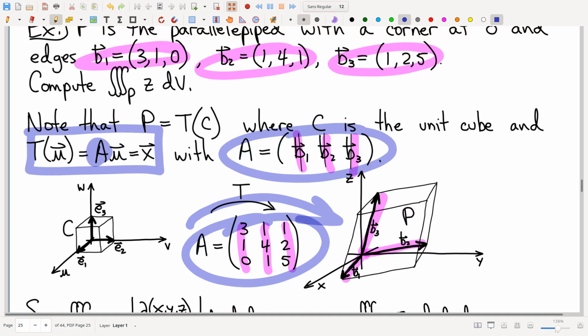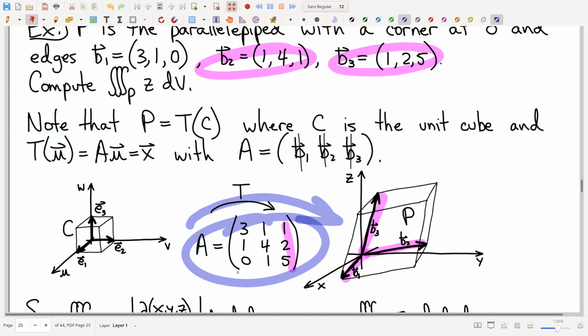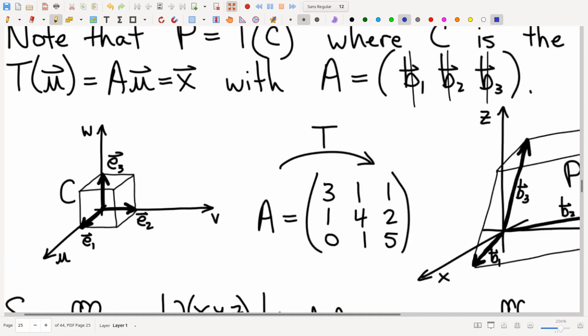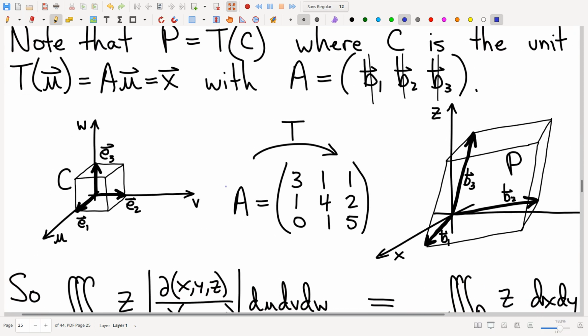So you've got to remember the clever move: take your given edge vectors and make those the columns of your matrix. Now, let me explain why this is a good choice. How does this make all those horrors disappear? I claim what's about to happen is, as we look at this unit cube, if I were to ask what is the image of this unit cube, it's going to be our parallelepiped. Said differently, our pullback domain is just going to be the unit cube.